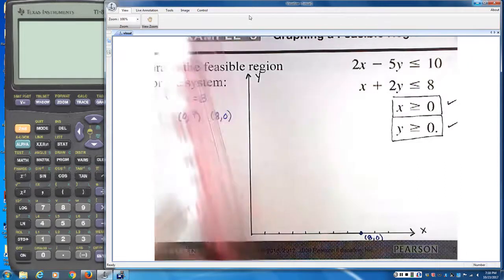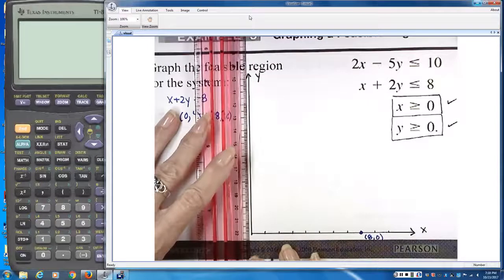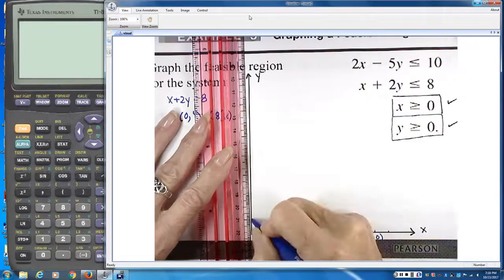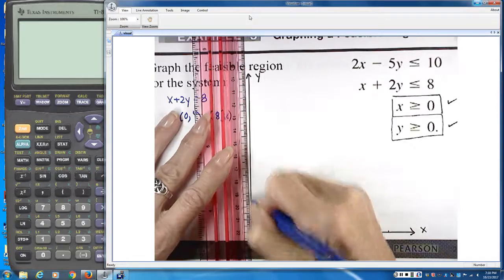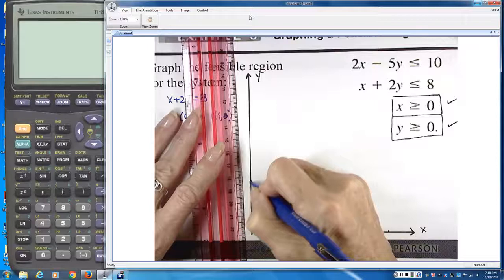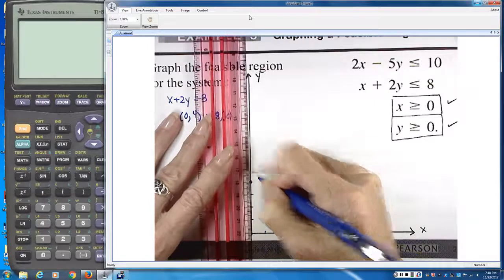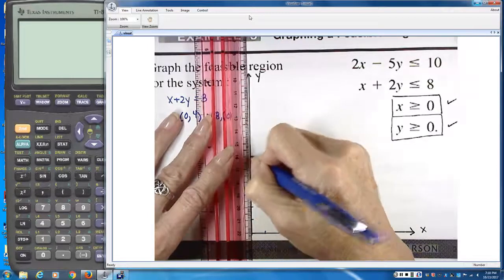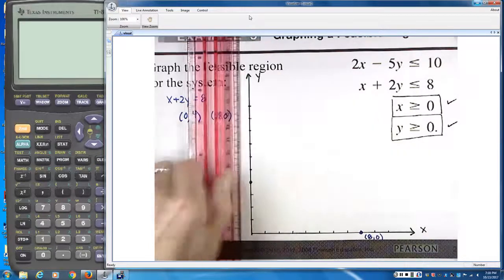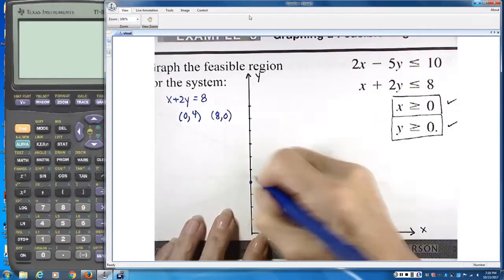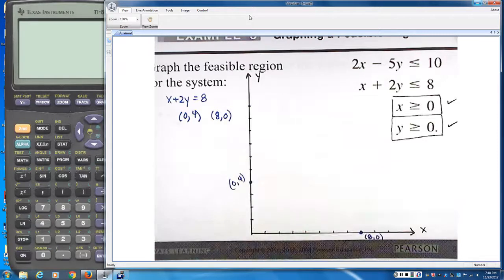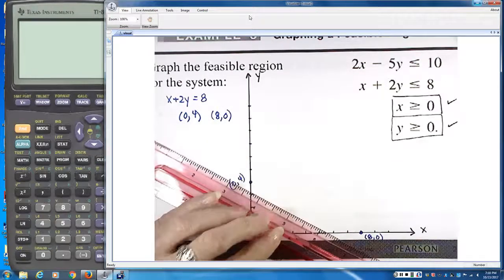And then up the y-axis, there's 1, 2, 3, 4, 5, 6, 7, 8, 9, 10. So there's 0, 4. My line would be solid.